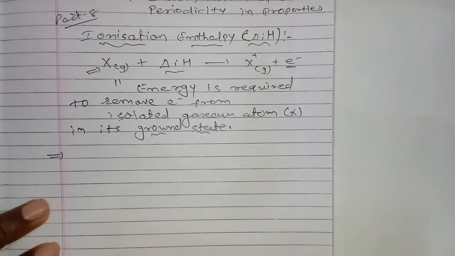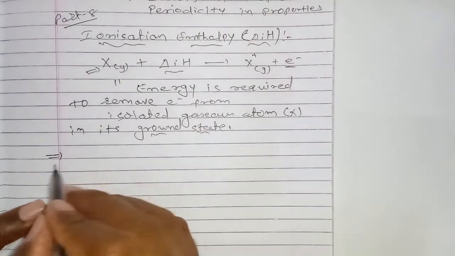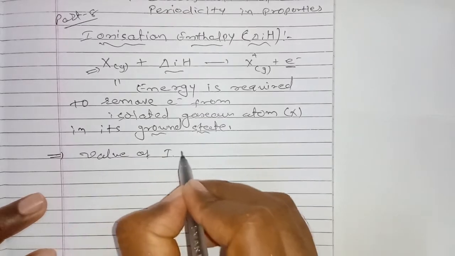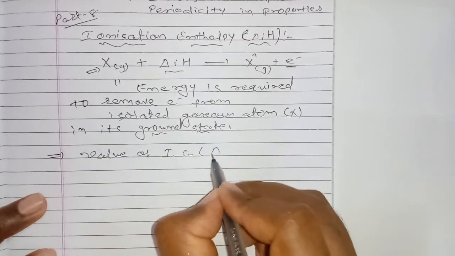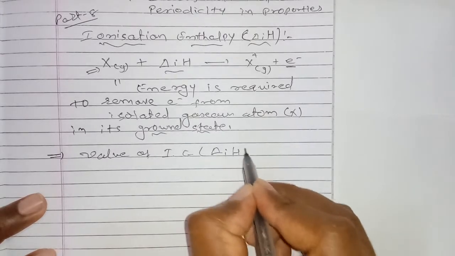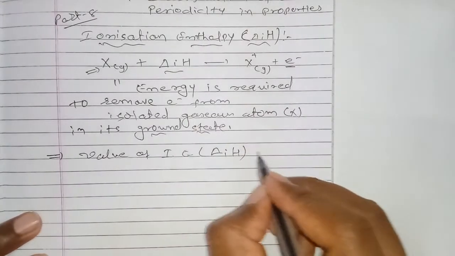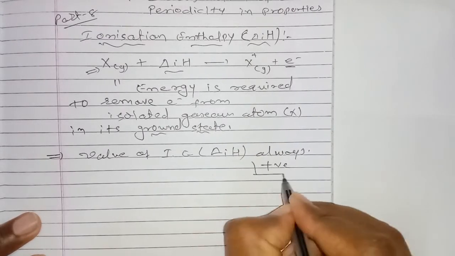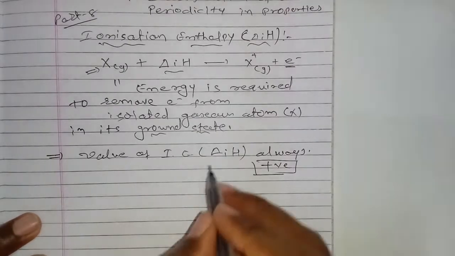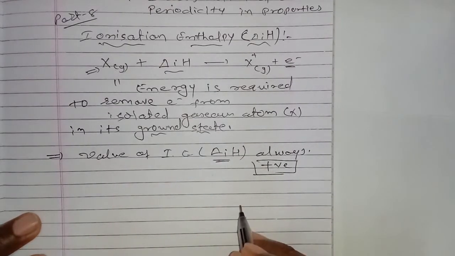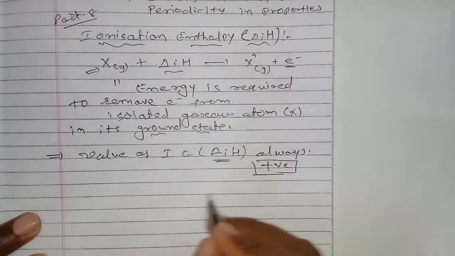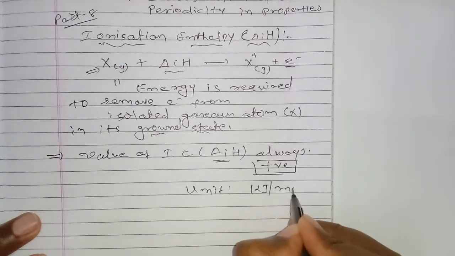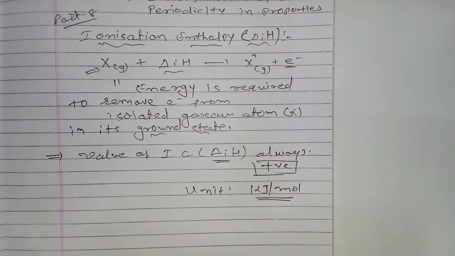So here energy is given means what? It is the value of ionization enthalpy, and it is denoted by delta I H. The value of ionization enthalpy is always positive, and its unit is kilojoule per mole.